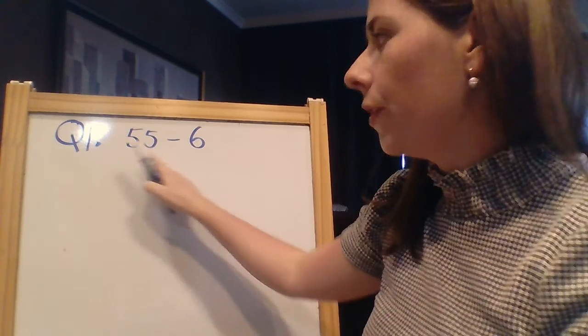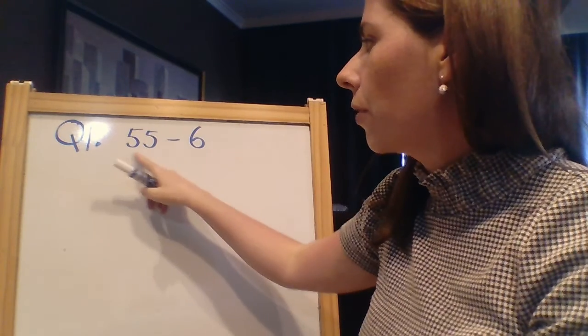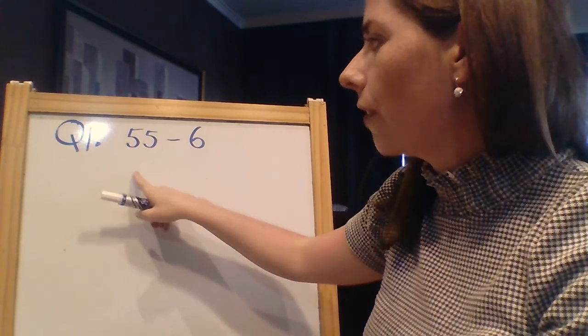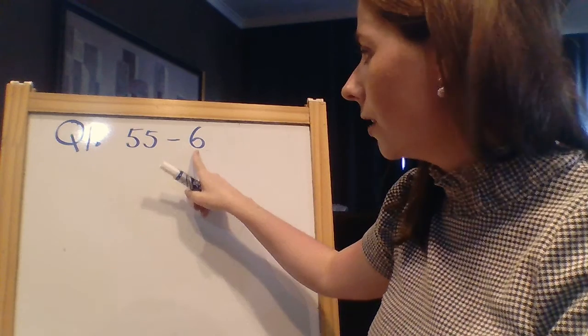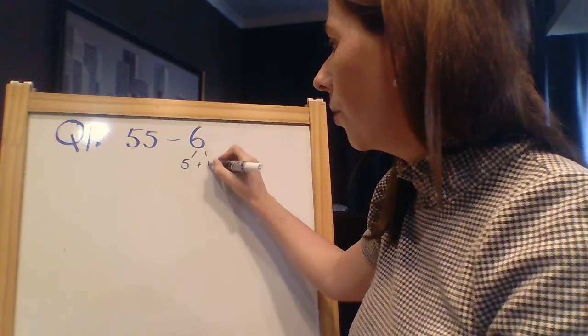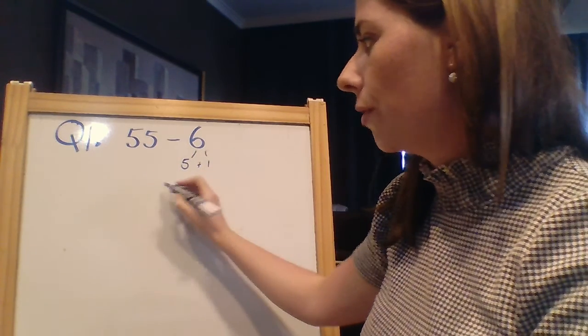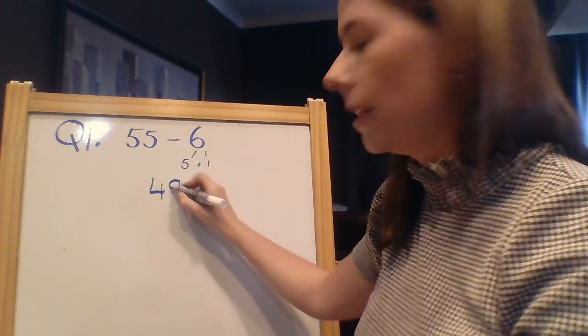So with 55 take away 6, if we're to do this with mental maths, so quick maths, I think, okay, 55, I know if I take away 5, I get to 50, and then I'm left with 1 because I can partition 6 into 5 plus 1. Okay, so 55 take away 5, I get to 50, and then take away 1, and I get to 49.